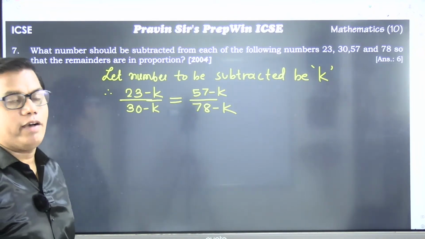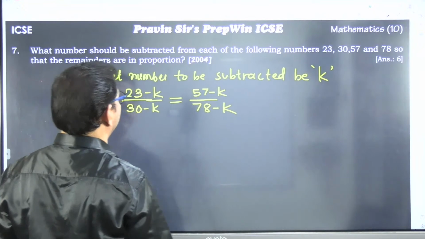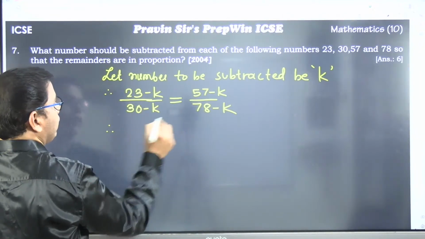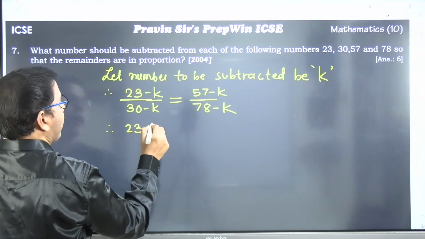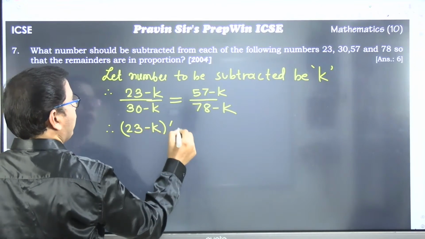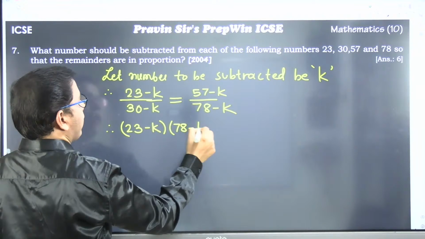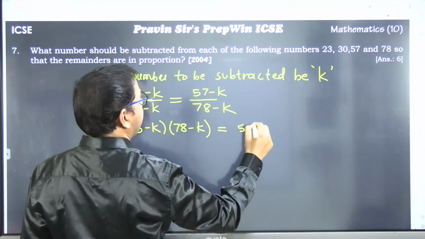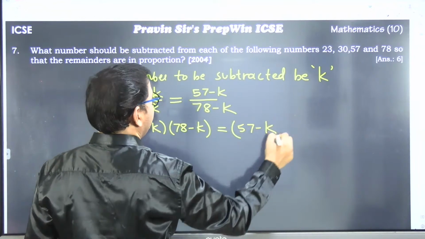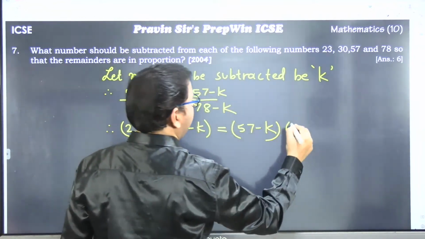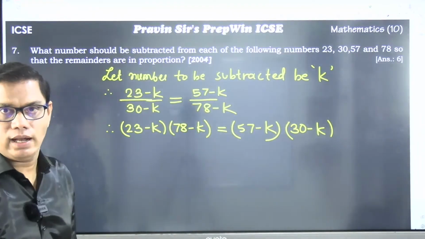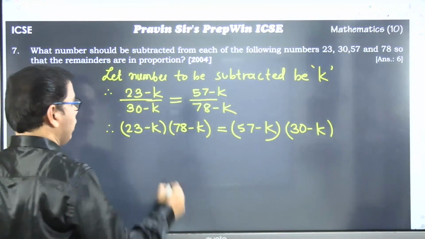तो हमको k का value find out करना है. तो कैसे करेंगे? So we have to cross multiply. When you cross multiply, it is 23 minus k multiply by 78 minus k, which is equal to, please don't forget that we have to find the value of k, 57 minus k into 30 minus k. One single equation and single variable, it is easy to solve.